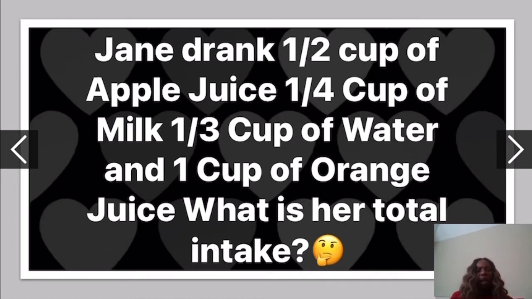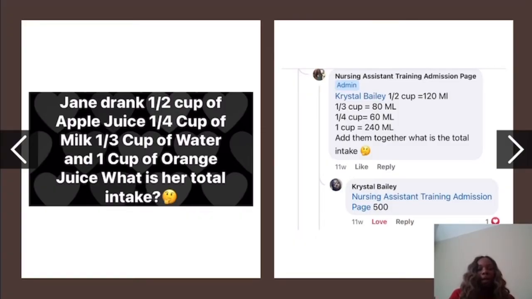Jane drank a half a cup of apple juice, 1/4 a cup of milk, 1/3 cup of water, and 1 cup of orange juice. What is her total intake? So you would basically convert half a cup to 120 milliliters, 1/3 of a cup to 80 milliliters. You would convert 1/4 of a cup to 60 milliliters and 1 cup to 240 milliliters. And then when you add all these things together, you'll get your total intake, which is 500.